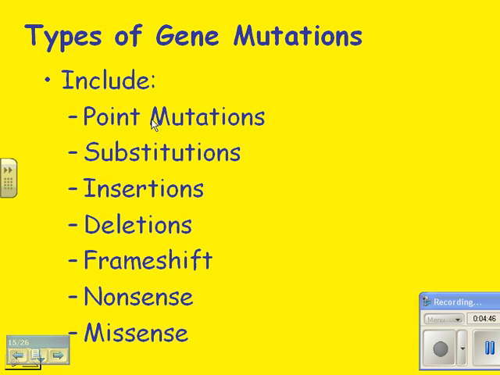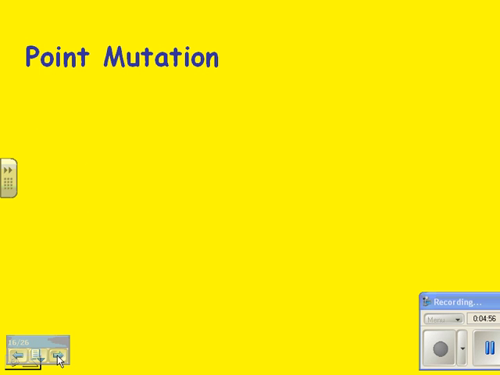A mutation doesn't have to be just a point mutation, though. It could involve 2 or 3 or 4 or 5 or a dozen nucleotide bases. So we're going to look at these. So we'll start with point mutations.